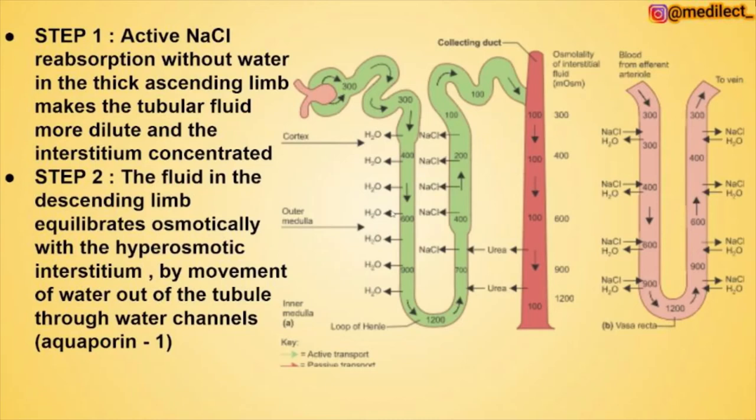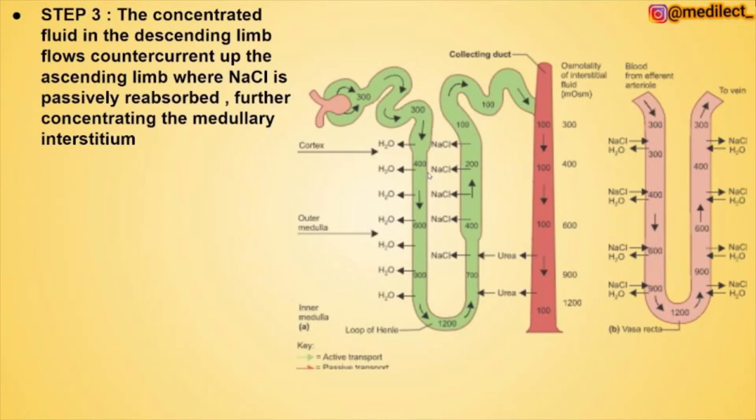Now, in step 3, the concentrated fluid in the descending limb, if you remember step 2, because the descending limb wanted to reach equilibrium with the interstitial fluid, it causes the removal of the H2O, the water, from the tubule into the interstitium to become equilibrium with the interstitium.